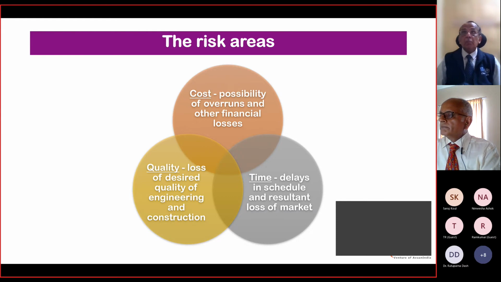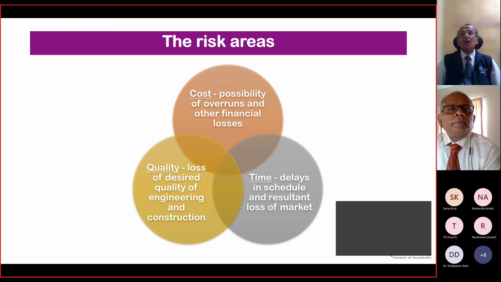It could be in the materials they have bought. It could be second quality. There are so many case studies internationally on this sort of issue. So quality is something which cannot be compromised at any stage. Now comes the time delays in schedule and resultant loss of market. So time is a factor which has to be looked into, and it has to be considered properly.